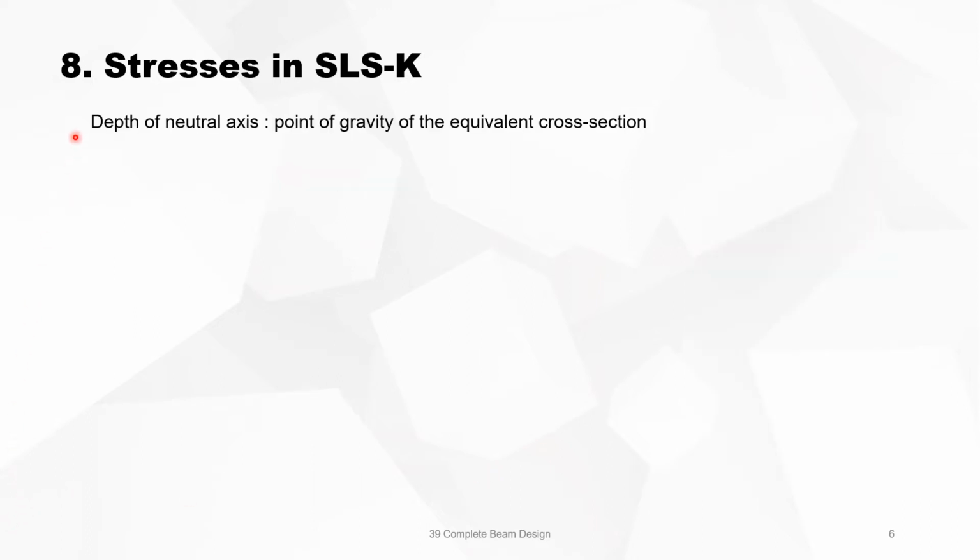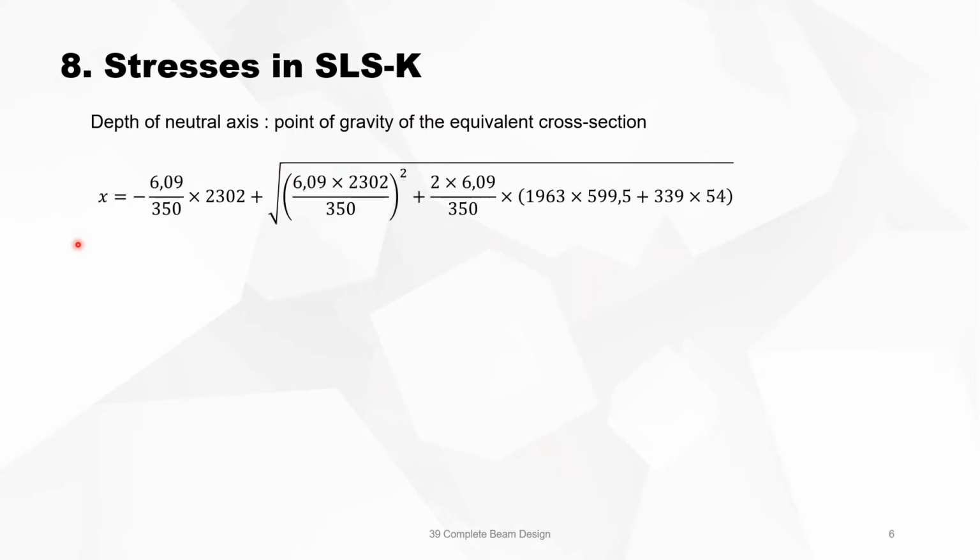The depth of the neutral axis is the point of gravity of the equivalent cross-section, and X is then 168 millimeters. This should be more than the concrete cover plus the stirrup, otherwise the concrete will spoil, it will chip off. So this is okay. The depth of the neutral axis is okay because 168 is bigger than 48.